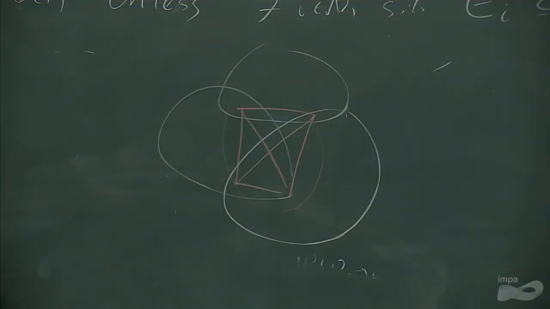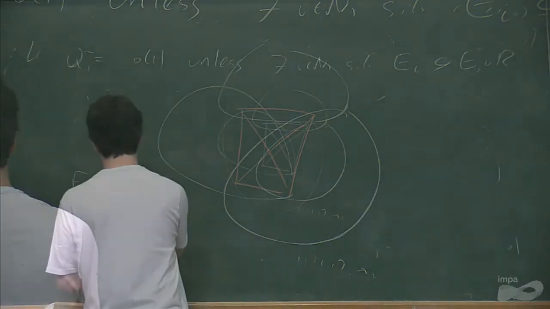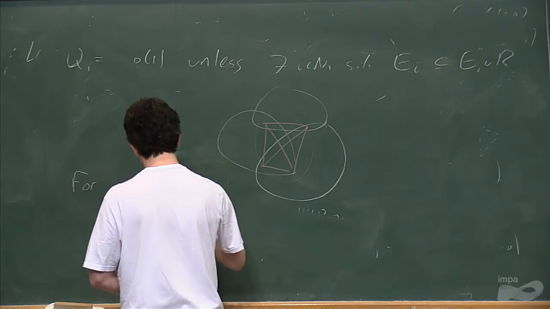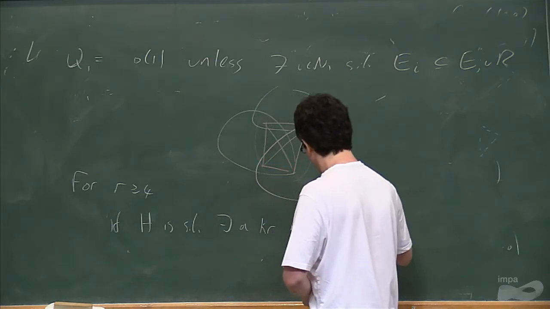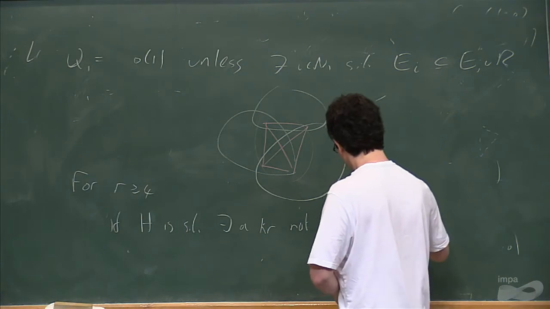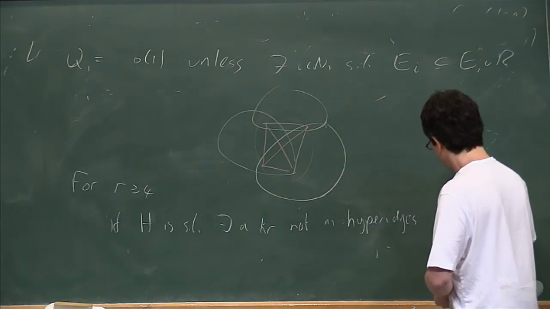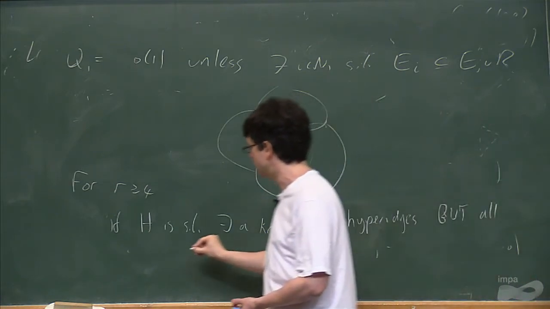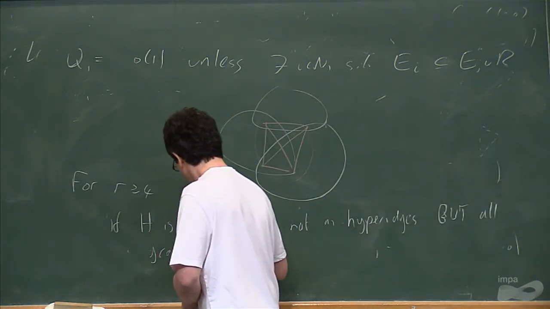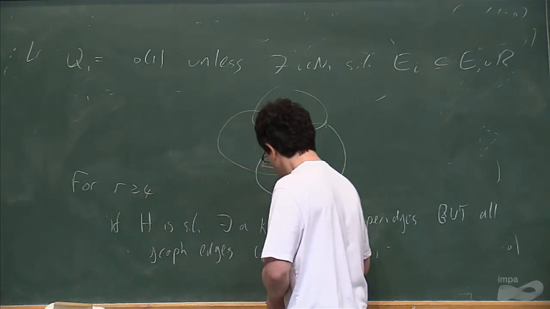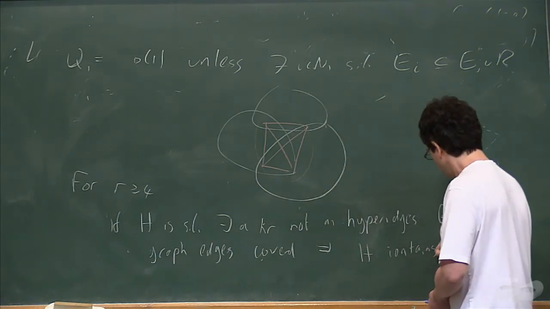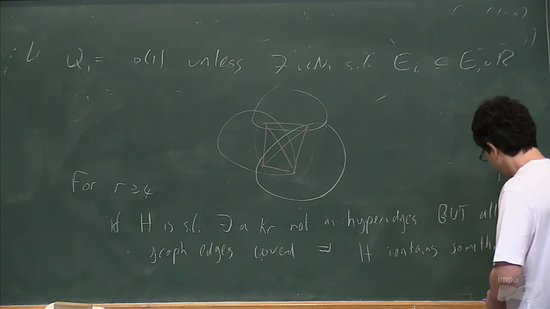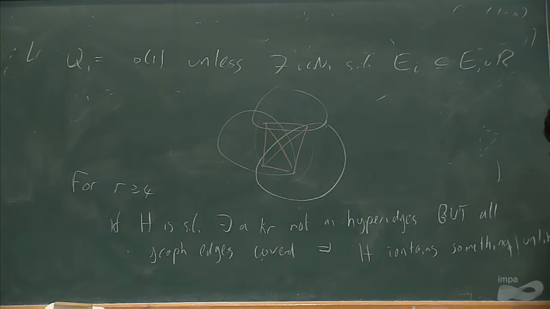Okay, you have to check this, but the calculation is actually very simple. So for R at least 4, if the hypergraph H is such that there exists a KR, which is not a hyperedge, but all of whose graph edges are covered, then H contains something unlikely. So it looks like I'm hiding something complicated, but actually I'm hiding something simple, but it's near enough the end of the talk that I should hide even simple things.